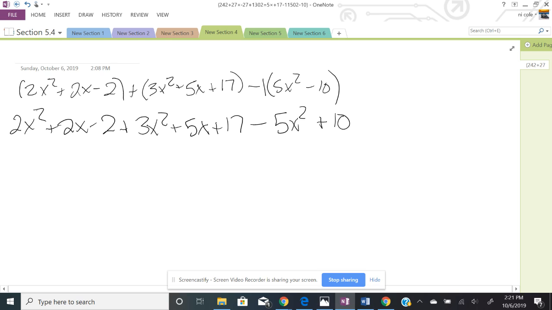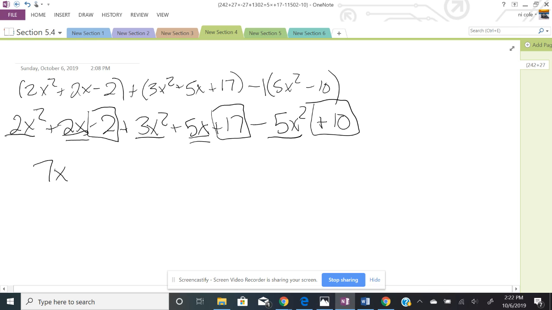Okay, so let's find my like terms. So I have 2x squared plus 3x squared, which gives me 5x squared, minus 5x squared. So that leaves me with no x squareds. Okay, my second set of like terms is 2x plus 5x, which is 7x. So that gives me 7x. And then let's find the numbers. So that is negative 2 plus 17, which is 15, plus 10 is 25. So I get 7x plus 25.